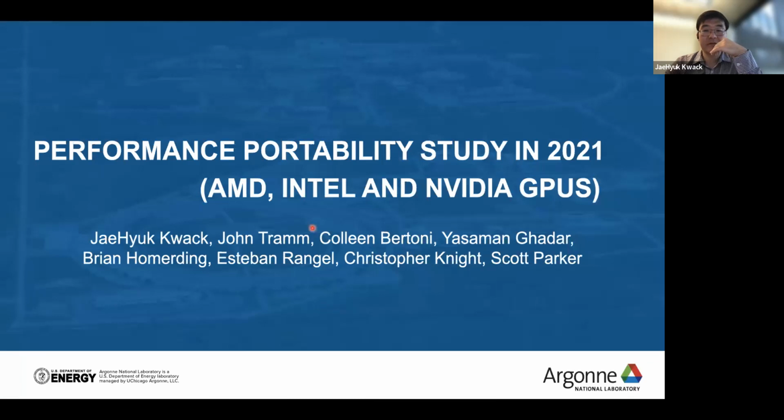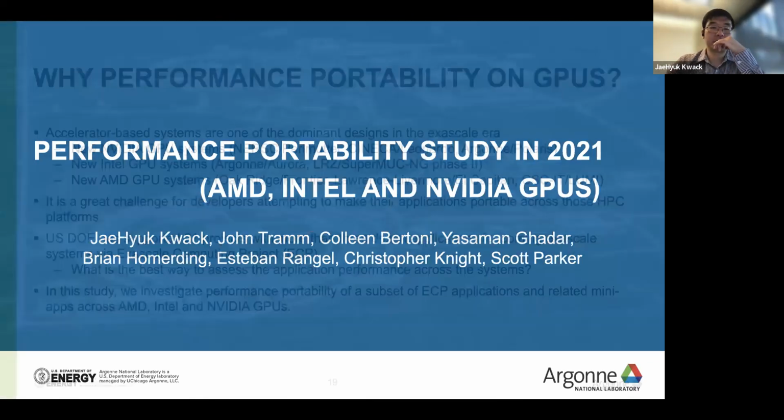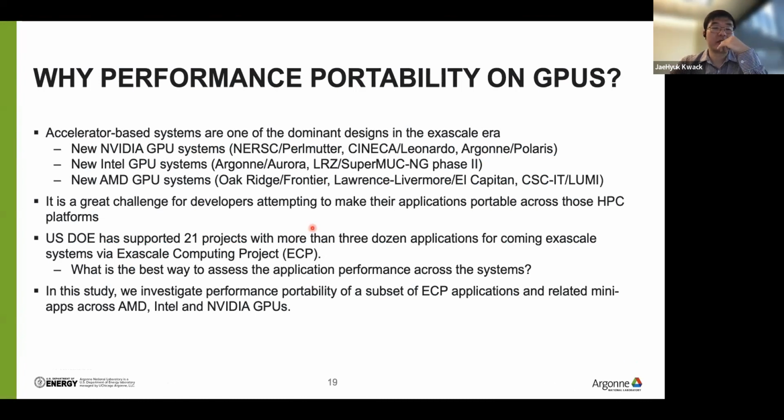Okay, so the next part is the performance portability study done in 2021. So why performance portability on GPUs? As I mentioned before, by moving into the Exascale era, we are expecting more accelerator-based systems, right? Accelerator-based systems are one of the dominant designs in the Exascale era. We are going to have new NVIDIA GPU systems, which are Perlmutter, Leonardo, and Polaris. We are also expecting new Intel GPU-based systems, Aurora, Argonne's Aurora, and SuperMUC phase 2, and new AMD GPU systems, which are Frontier, El Capitan, and LUMI. We think it is very challenging for developers to make their applications portable across these GPU-based HPC systems.